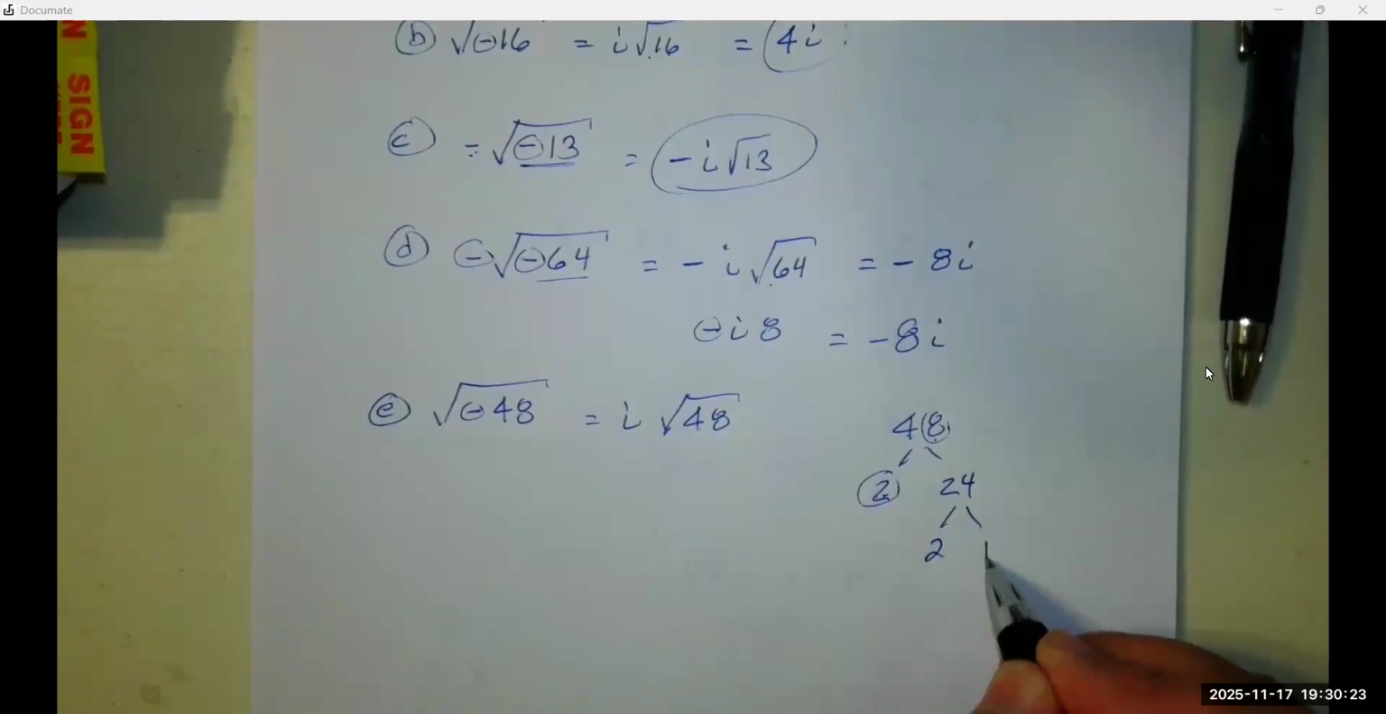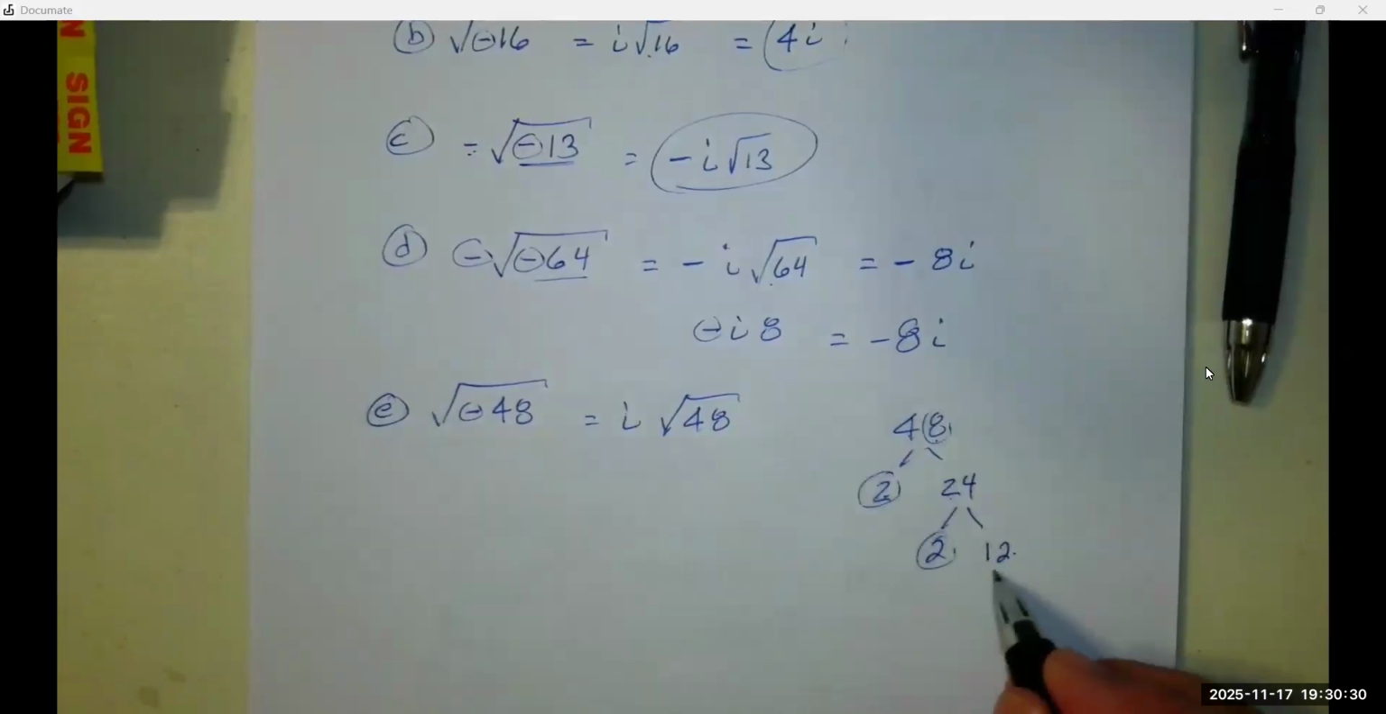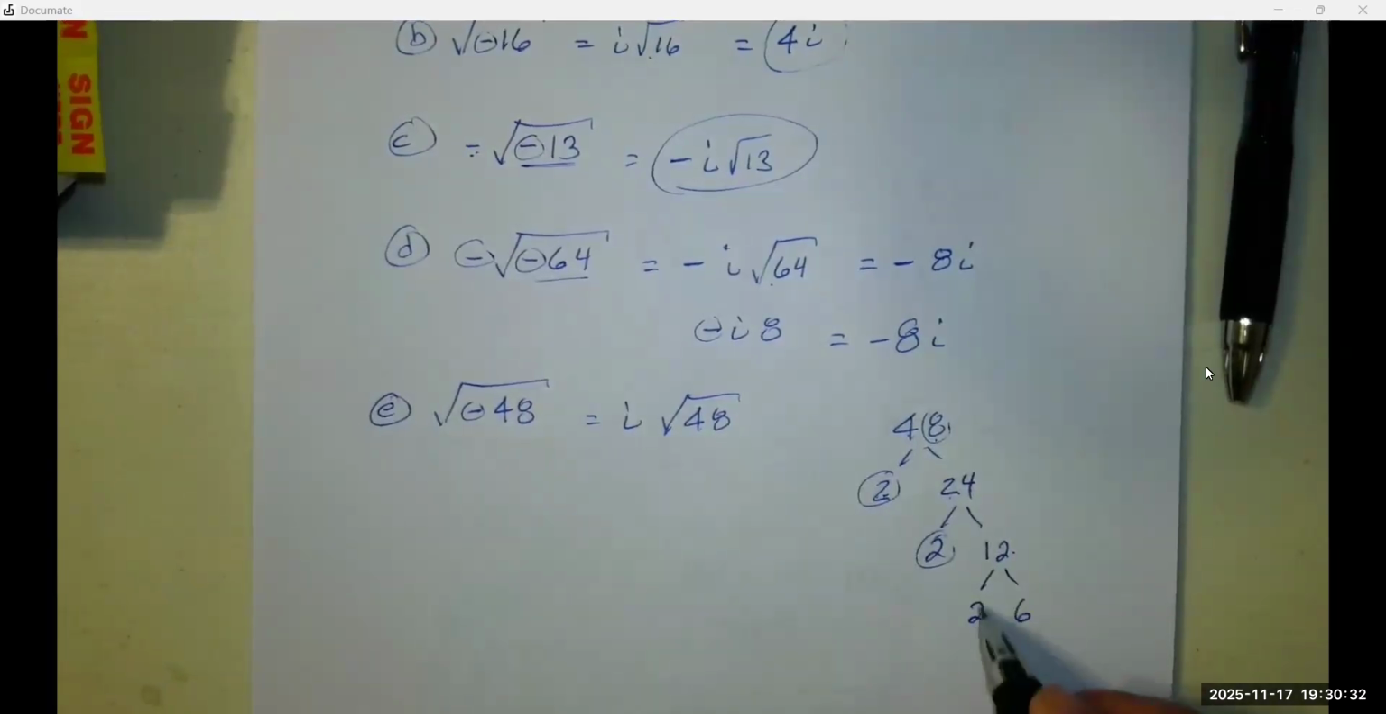24 is 2 times... 2 goes into 2 once, 2 goes into 4 twice. 12 is 2 times 6. 6 is 2 times 3. That's as far as we go. It's called prime factorization. They can't go any further.